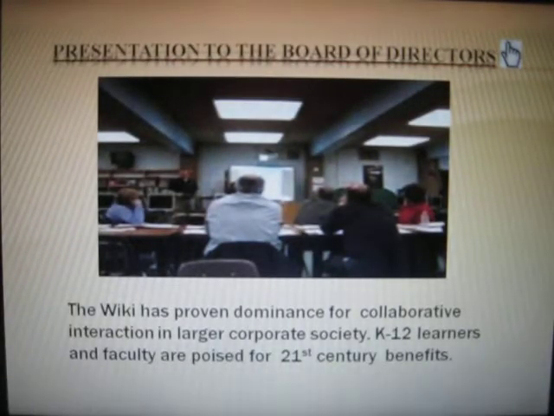The Wiki has proven dominance for interaction in larger corporate society. The low-cost software available on social networks becomes the most lucrative learning tool that transcends boundaries. Our students must be empowered with the opportunity for vertical and lateral learning.